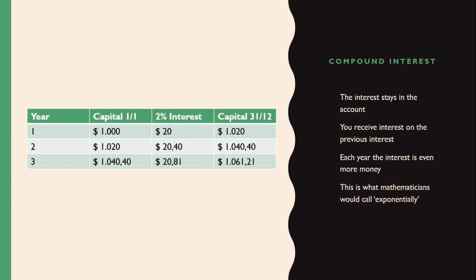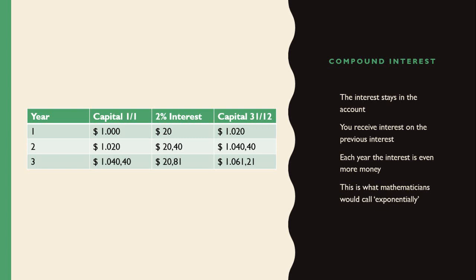$1,020. So you get just a tiny bit more. At the end of the year, you will have $1,040.40. This is also the starting capital for the next year, year three. Again, you receive 2% interest, but this time calculated over $1,040.40. So again, the interest amount will rise slightly.